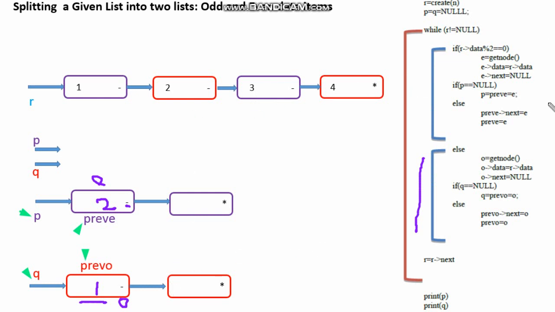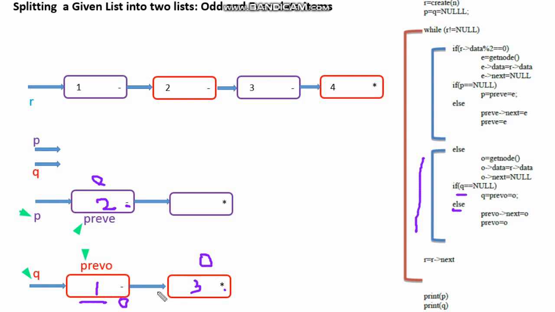It comes here and O is created. Now this is the new O that will be created, odd number. And O of data, R of data. So 3 gets copied here. 3 comes here. O of next equal to null, so this becomes null, fine. Now again it checks, so this is what I am checking, if it is first time or remaining. So Q equal to null, Q is no more null because we see Q is pointing to a node, so this part is not true, it comes here, else previous O of next connects to O.